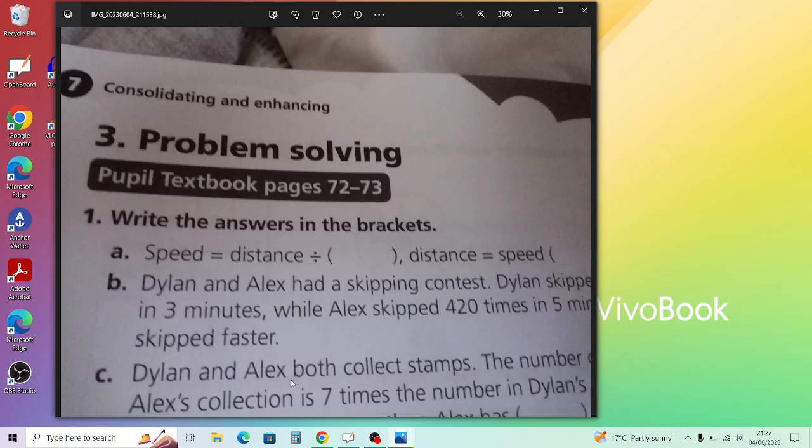And then shall we do which one? 2G. 1120 pupils are going on a trip. If each coach holds 56 pupils, how many coaches are needed? So we do 1120 divided by 56, and then work out how many coaches are needed.